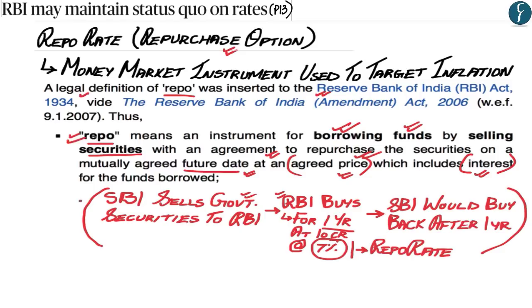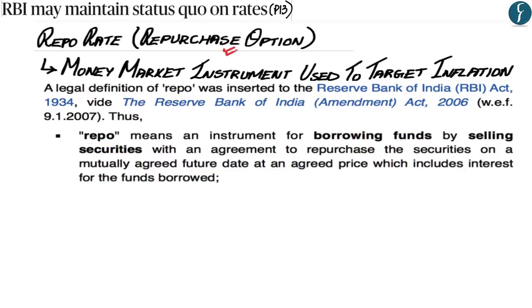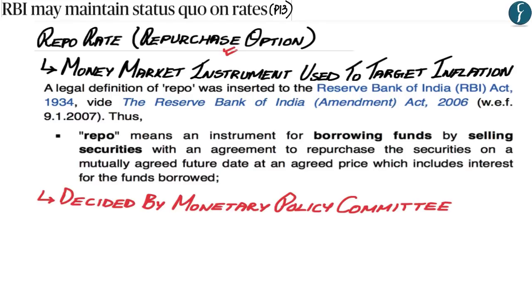Now this repo rate or the benchmark policy rate is decided by the 6-member Monetary Policy Committee of the Reserve Bank of India. Now what has happened in this news is that the 6-member Monetary Policy Committee, which is headed by the Governor of the RBI Urjit Patel, has decided not to change the repo rate, and the reason they have decided not to change the repo rate is to keep the retail inflation at 4%.